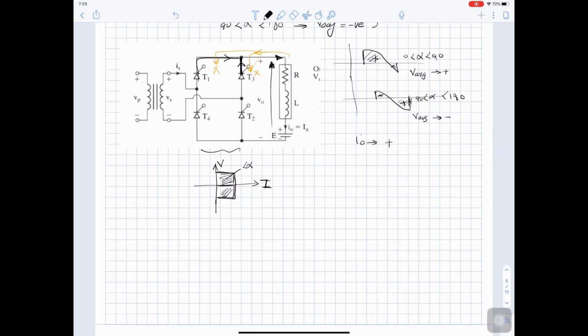So this is for alpha between 0 and 90, and this is for alpha between 90 and 180, and we call this rectifier a two-quadrant rectifier, because it gives you two quadrants from the four quadrants. It gives you positive V, positive I, and negative V, positive I. Why is I only positive? Based on the direction of the switches, we can only circulate a positive current in the load.